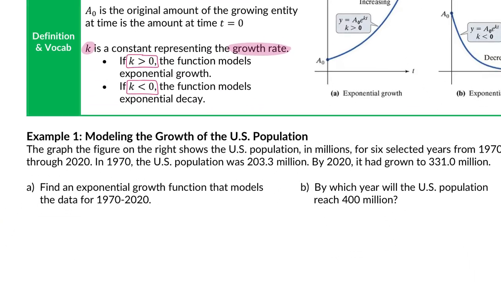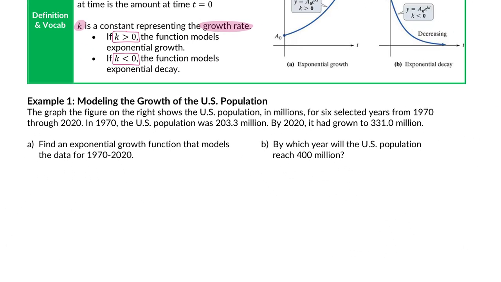So we'll look at a number 1, and you can laugh at my typo here. There was a graph last year, or a table last year when I did this problem, but it wasn't necessary, so I got rid of it, but I forgot to reword the actual question. So ignore the part that says the figure on the right. There's no figure on the right. All we need out of this is to start reading here. It says, in 1970, the U.S. population was 203.3 million, and by 2020, it had grown to 331.0 million.